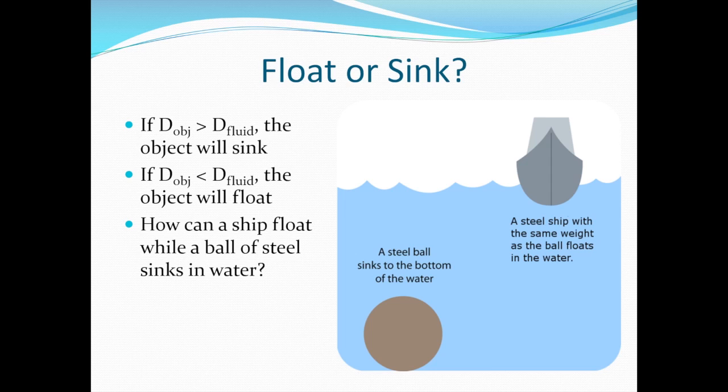So how can a steel ship float while a small steel ball would sink in water? Let's think about the difference between the ship and the ball. The ship is shaped in such a way that most of its volume is filled with air. This means there's not as much mass packed into the volume, so it's less dense than the steel ball, which has a lot of mass packed into its volume.